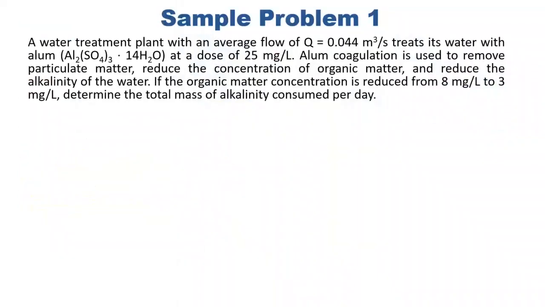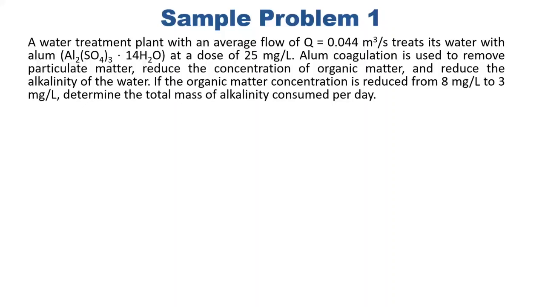Now let's try to solve a problem related to the coagulation. A water treatment plant with an average flow of 0.044 cubic meter per second treats its water with alum at a dose of 25 milligrams per liter.